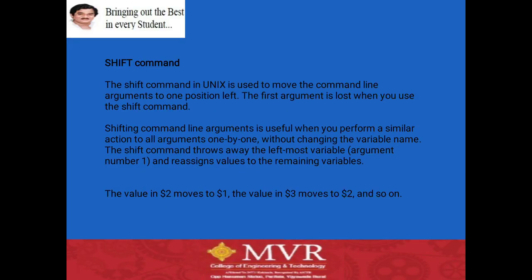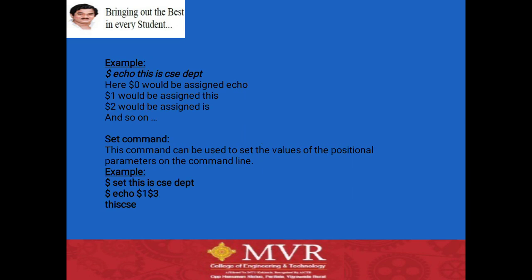Then the shift command, it is a very interesting command. This is related to the positional parameters only. The shift command in Unix is used to move the command line arguments one position left. We also use the shift command in C language. Whenever you use the shift command, say for example in the previous command, if $1 is this, $2 is is, $3 is CSE, $4 is department.